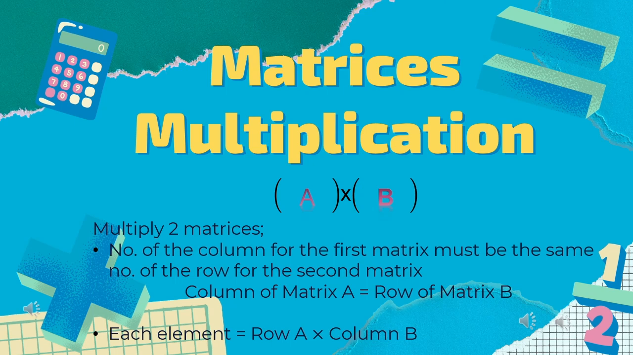Before we go into examples, let's recall what matrix multiplication means. When multiplying two matrices, we multiply the rows of the first matrix by the columns of the second matrix. Remember, the number of columns in the first matrix must match the number of rows in the second matrix.